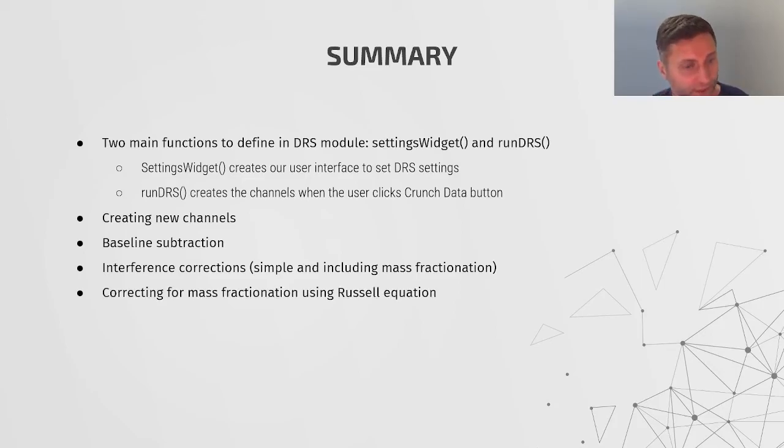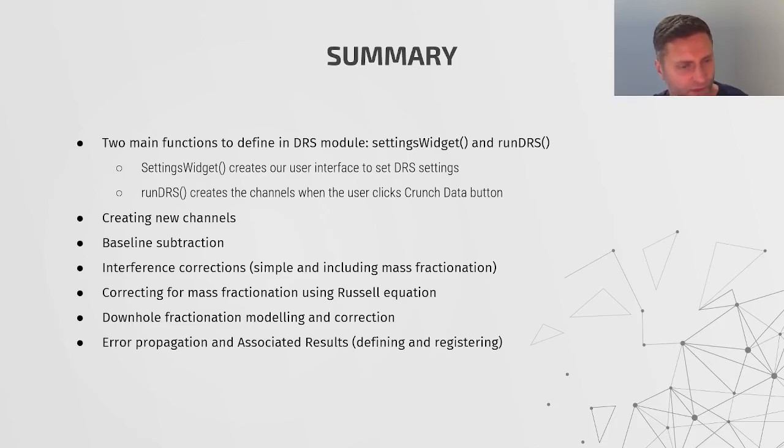We've looked at correcting for mass fractionation in isotope ratios using the Russell equation. Of course, the Russell equation was just an example. You could use any equation that you like, but that's the most commonly used one. We looked at downhole fractionation modeling, so how to calculate the average observed downhole fractionation curve, fitting a line to that, and then applying that correction.